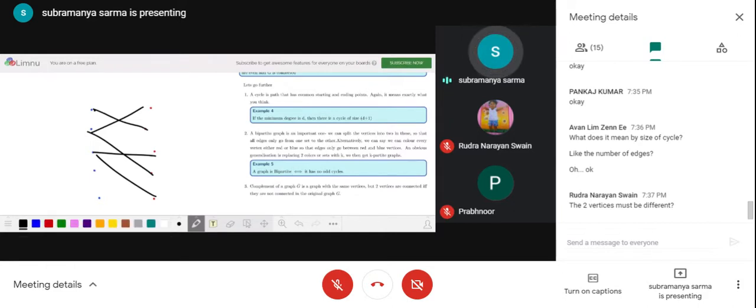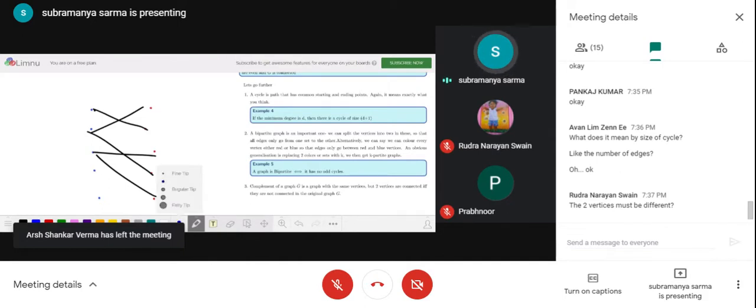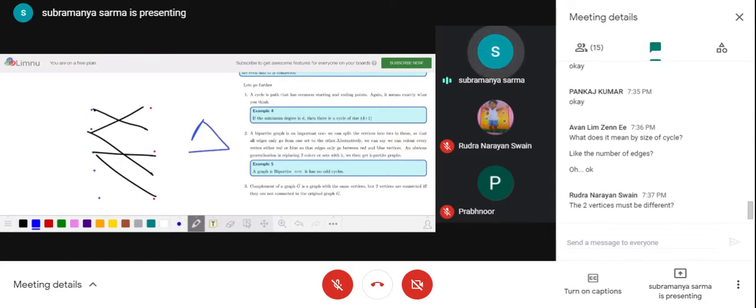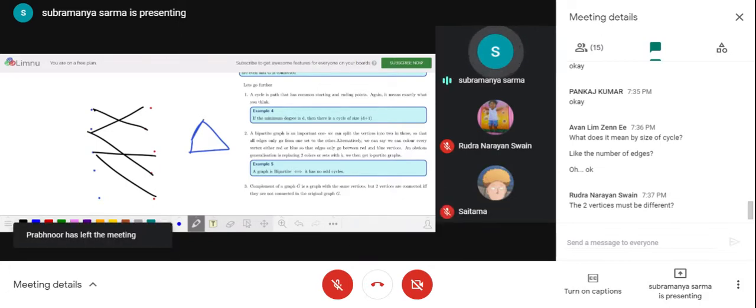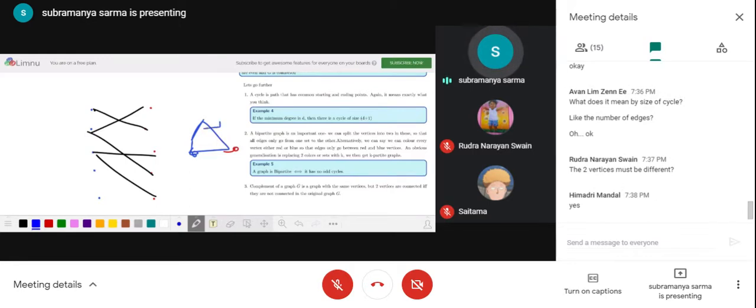I don't get what you mean by that, Rudra. So just as a general example, or rather a non-example, this graph, a triangle to be specific, is not bipartite, because even if you color one of these blue and the other one red, there's nothing to color this with. So I hope you understood what this means.